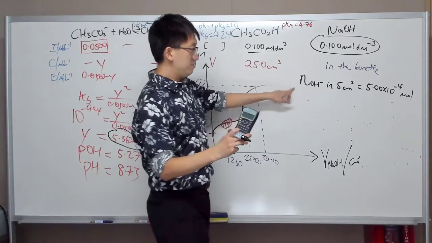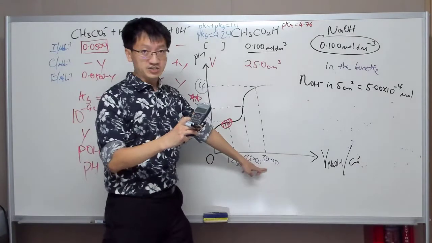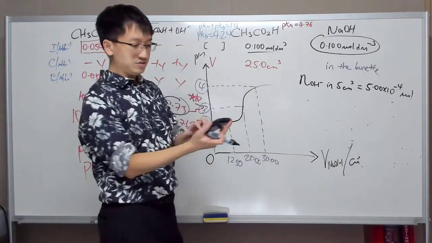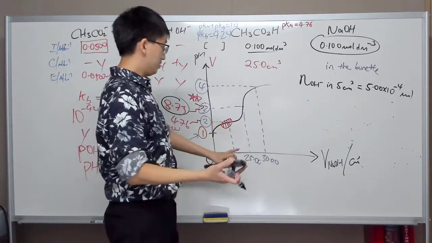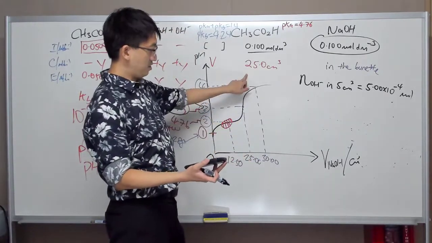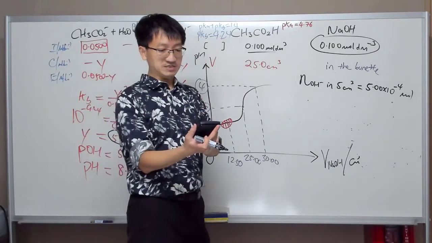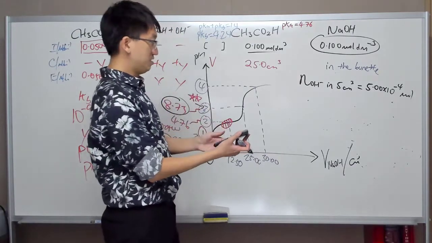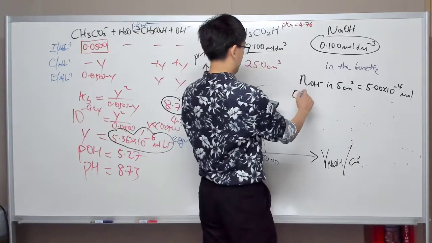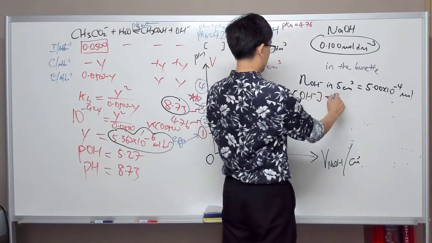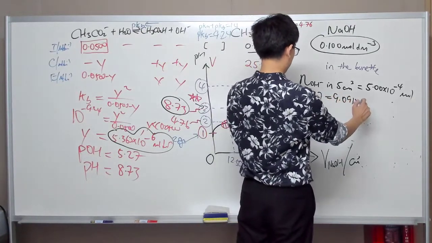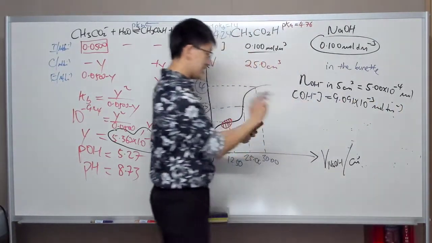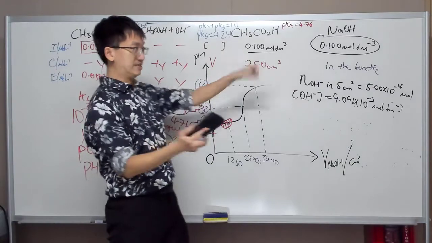If you try to scale it to the concentration, from this value you divide by the total volume, which is 30 plus 25. So the total volume is 55 cubic centimeters. I'm just going to scale by the total volume. You notice that the concentration of OH minus in this case is actually 9.091 times 10 to the power minus 3. This is solely due to the extra OH minus added.